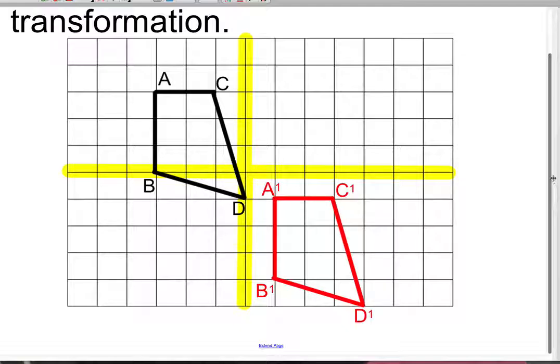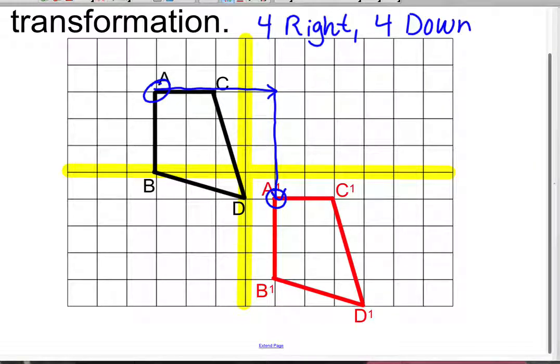If you had to tell me how did we get from here to here, what would you say? From A to A prime, what was the rule? How did we move? Well, we moved 1, 2, 3, 4 to the right. And then 1, 2, 3, 4 down. That is the rule. Every point did the same movement.